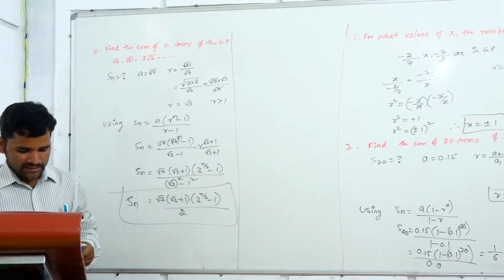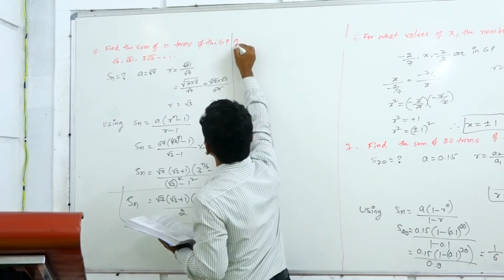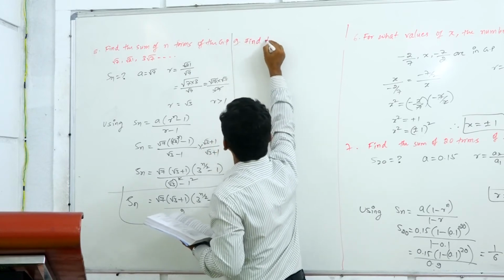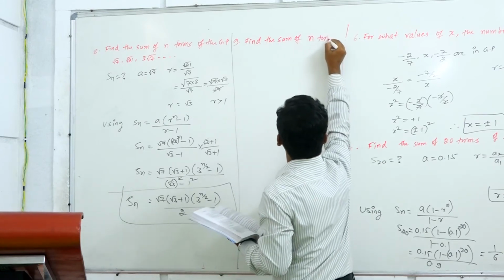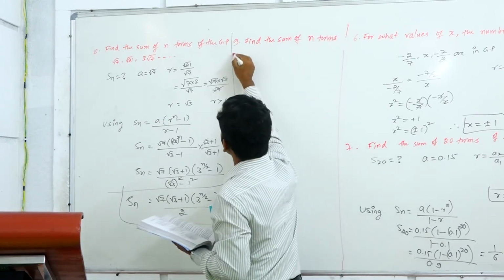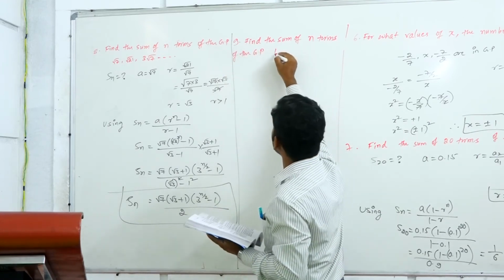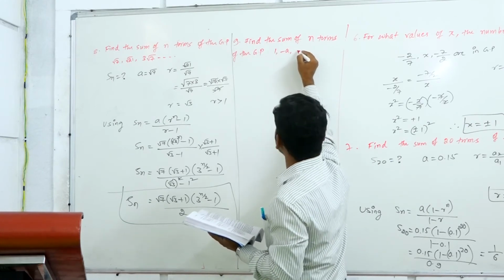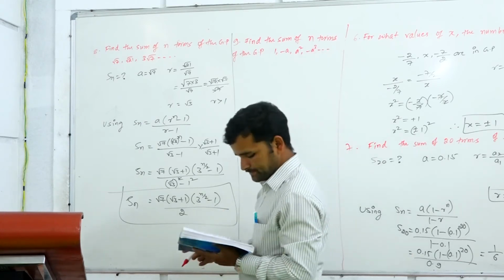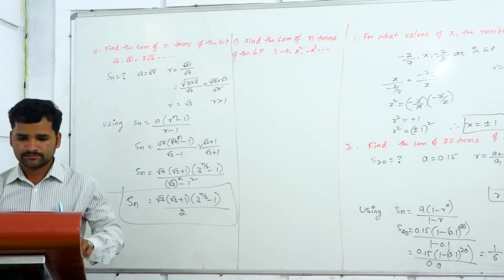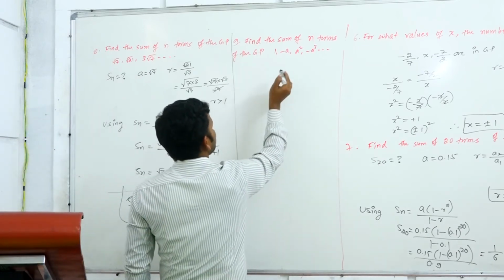That is about problem number 8. Problem number 9 we are going to solve. Again same thing. Find the sum of n terms of the GP. GP given is 1, minus a, square minus a cube, and so on. Easy problems these are all. Find the sum of n terms.